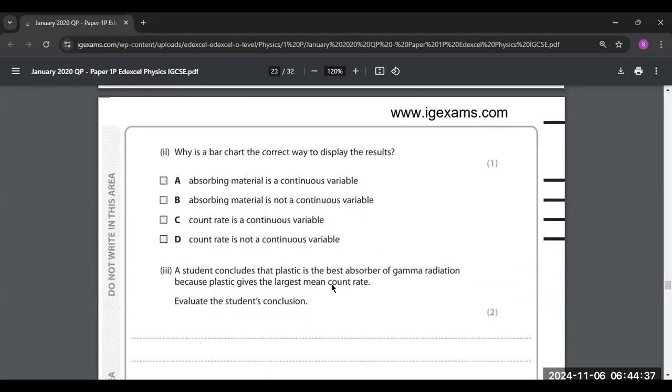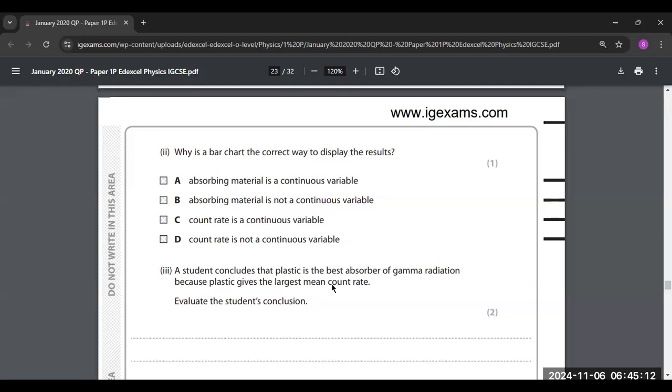Okay, they're asking why a bar chart is the correct way to display the results. Viraj, can you tell me why a bar chart is the correct way to display the results? Because absorbing material is not a continuous variable. Yes, because absorbing material is not a continuous variable.